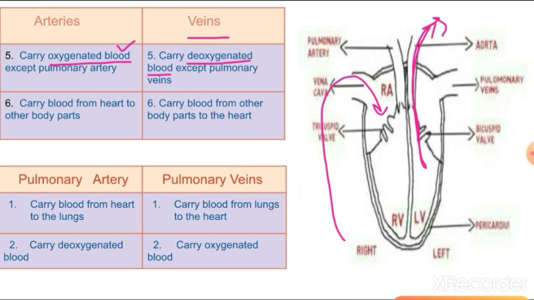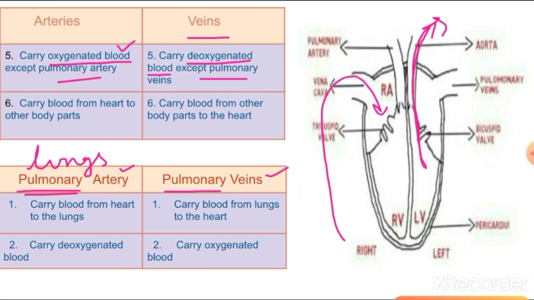Here it is also written pulmonary artery and pulmonary vein. So what are pulmonary arteries and pulmonary veins? The word pulmonary means associated with lungs. So the arteries associated with lungs are called pulmonary arteries, and the pulmonary veins are the veins which bring the blood from the lungs.